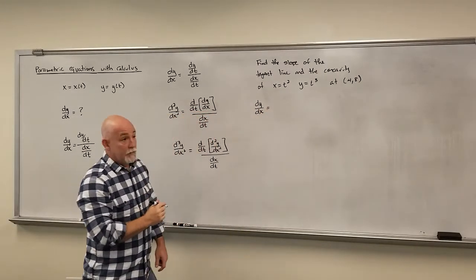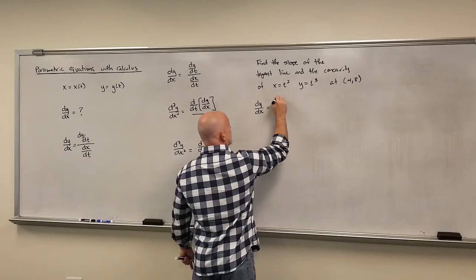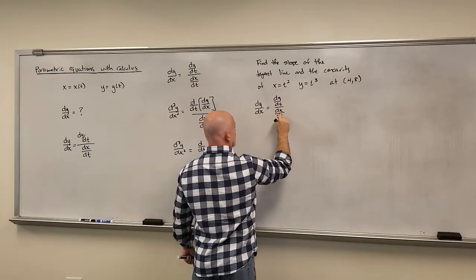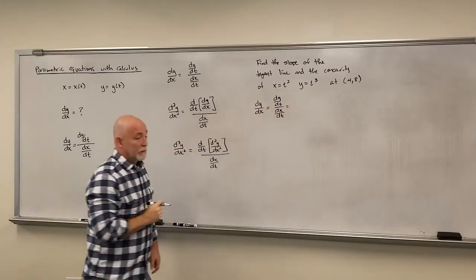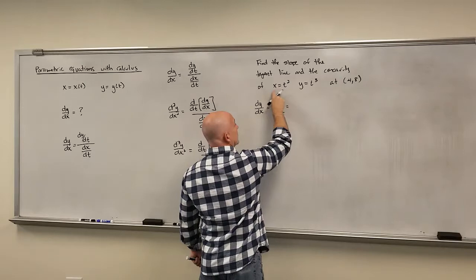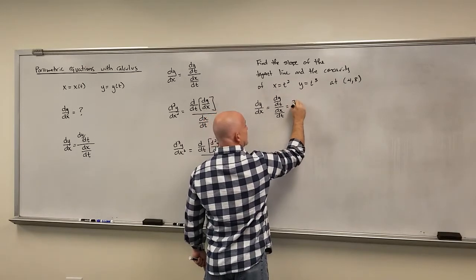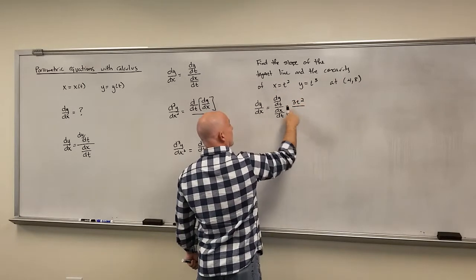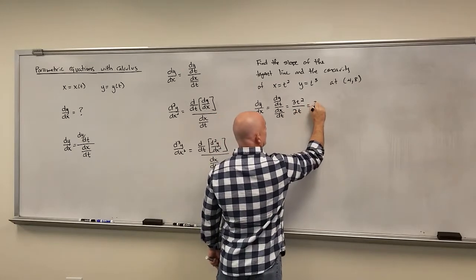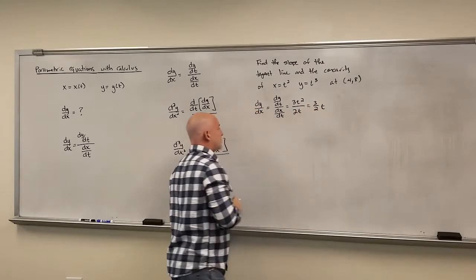Well, from what we just learned, dy/dx is really just dy/dt over dx/dt. Now both of those are just Calc 1 level derivatives, super easy. The derivative of y with respect to t is 3t squared. The derivative of x with respect to t is 2t, so that's going to be 3/2 t.